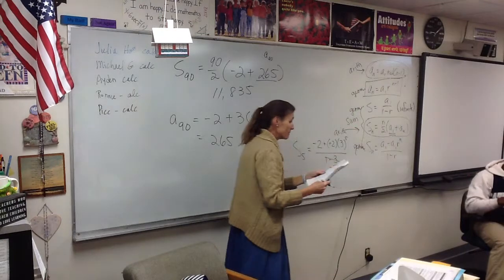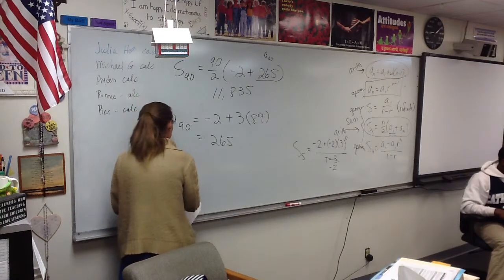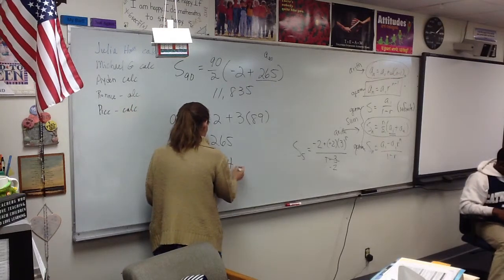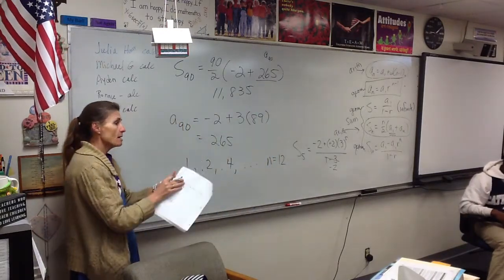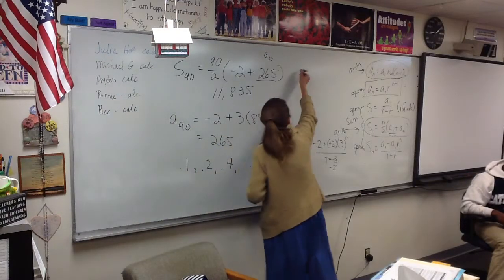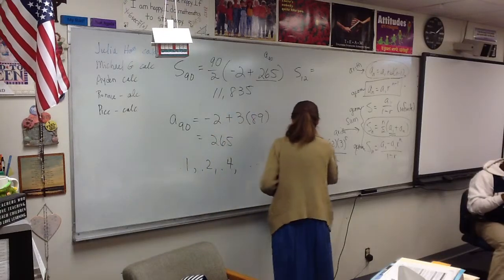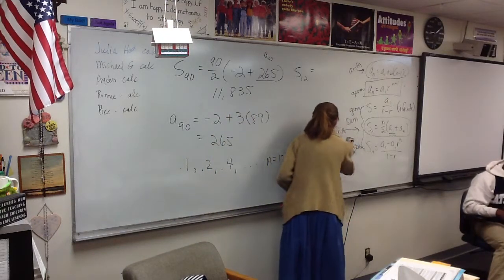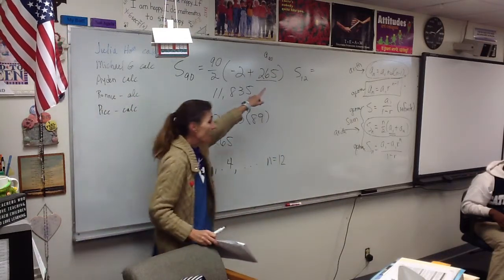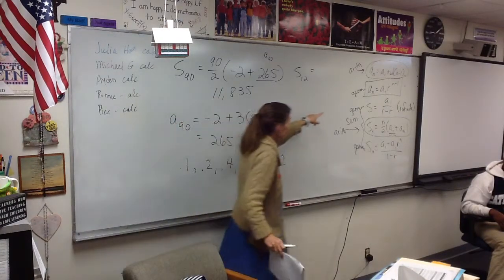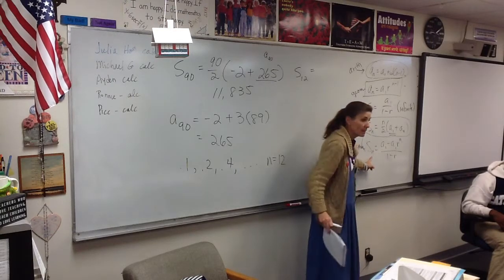All right, let's try B. Next page, B. We got 0.1, 0.2, 0.4, dot, dot, dot, n equals 12. The directions say, find S sub 12. Multiply by 2. So, I need S sub 12. I'm going to use this formula or this formula. Those are my only two formulas that would let me do S sub 12.